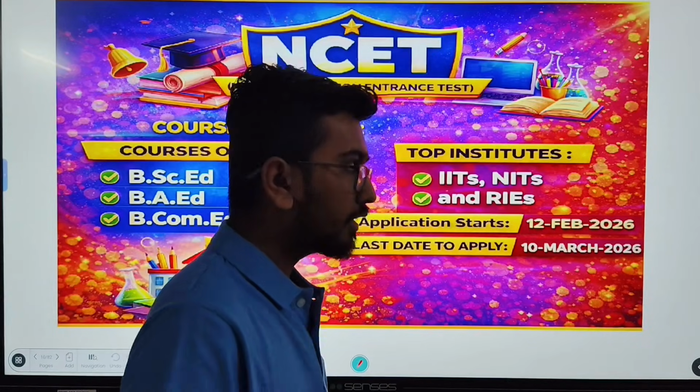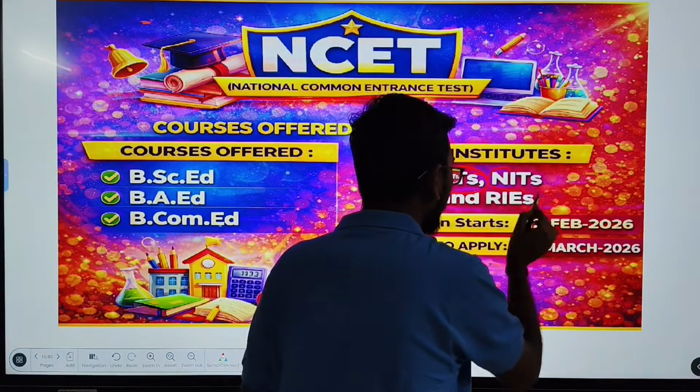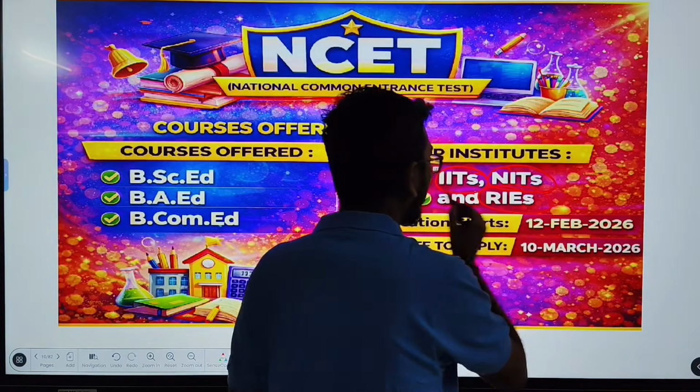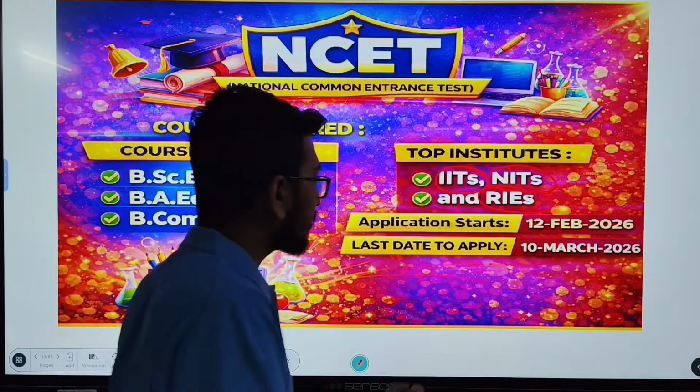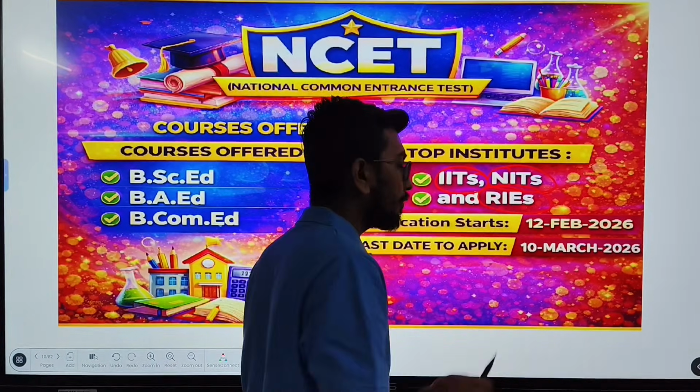Now from the last 3 years, one more exam you can write to join IITs, NITs and RIEs: Indian Institute of Technology, National Institute of Technology and Regional Institute of Education.